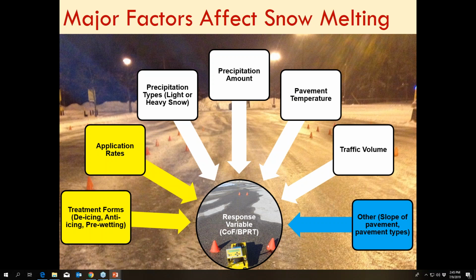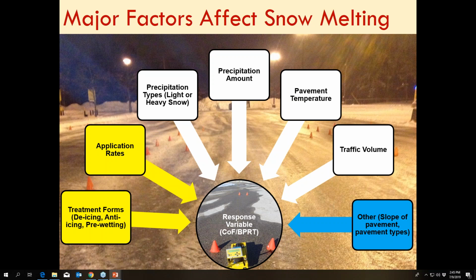Precipitation type, is it light snow or is it heavy snow? Based on that, salt performance changes. Precipitation amount, is it 1 inch snow versus 2 inch snow? The performance changes. Of course, pavement temperature affects the salt rate performance. Traffic volume, is it heavy traffic versus light traffic? We saw there is a difference between performance.